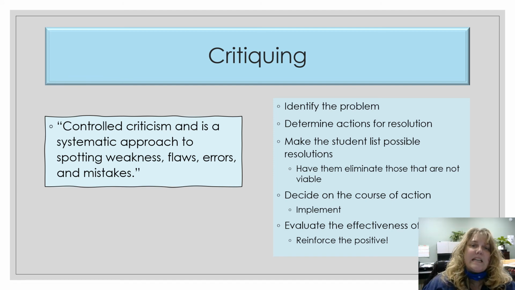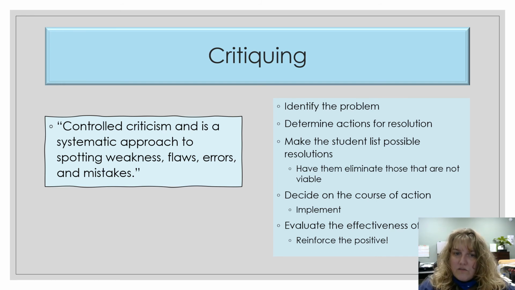Remember that critiquing is defined as a controlled criticism, and it is a systematic approach to spotting a weakness or a flaw or an error or a mistake. So you're going to identify the problem, determine what needs to be done to resolve it, and make the student list possible resolutions. So we've moved past the counseling point. We're actually putting that same concept I just talked about into play with the critique.